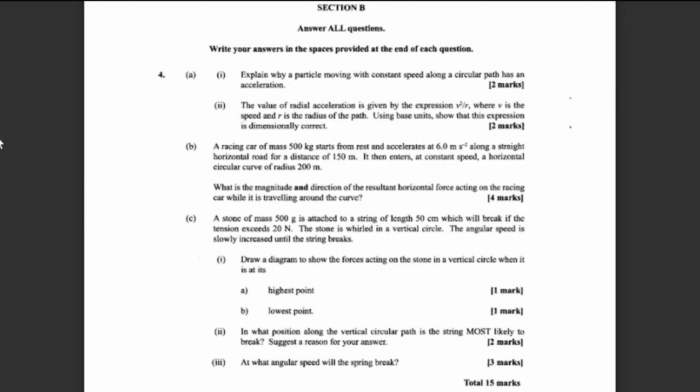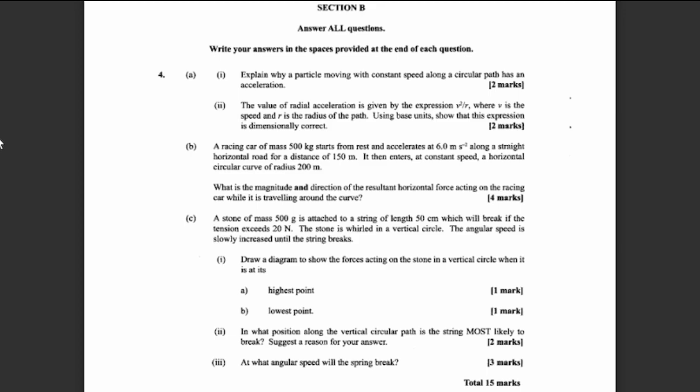So an object, or a particle in this case, has an acceleration when its velocity is changing. If an object is moving at constant speed, that means that the magnitude of its velocity is not changing. But if it's moving in a circular path, the direction that the particle moves in is constantly changing. And because its direction is constantly changing, its velocity is constantly changing, even though its speed is constant. So because its velocity is constantly changing, the object has an acceleration.